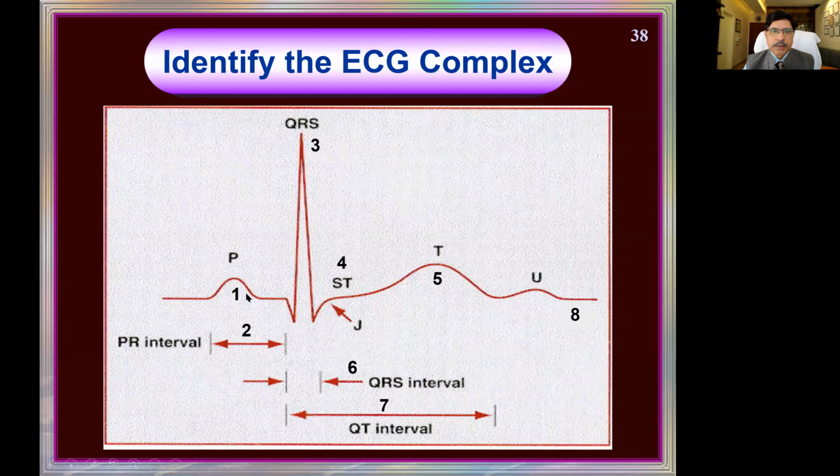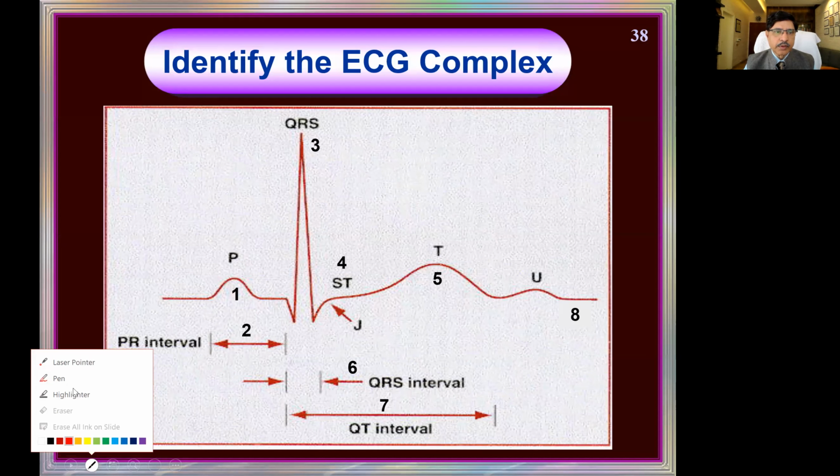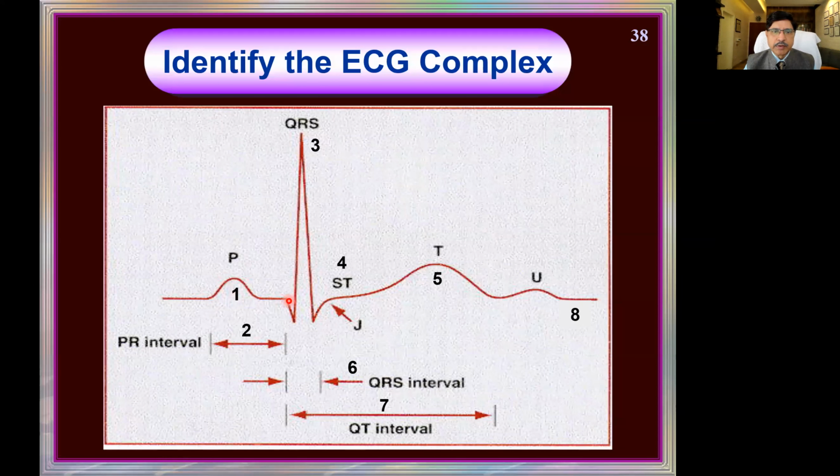The first is the P wave, due to atrial activation. From the beginning of the P wave to the beginning of the QRS is the PR interval, which includes the P wave as well as the PR segment. Then there is the little Q wave, which is a normal physiological Q wave, and the QRS complex, the J point, the ST segment baseline, which is normally not elevated or depressed, a T wave and a U wave. This is the QRS interval, normally a very narrow QRS, and this is the QT interval.